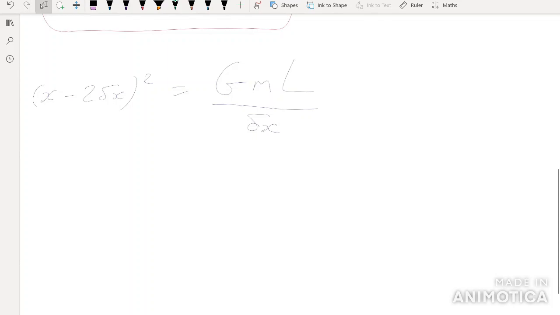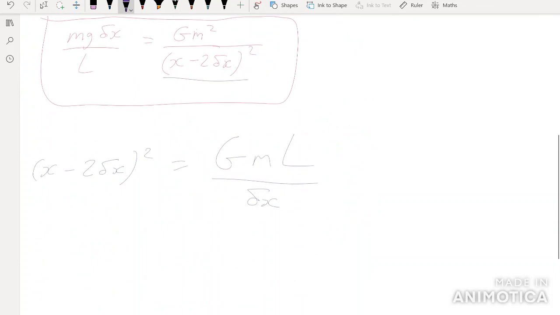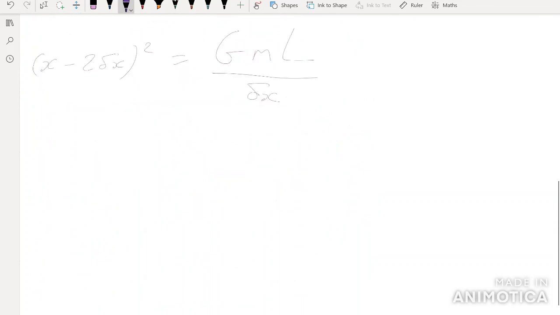Okay, and we want to get rid of as many delta x as we can. And if you remember what I said, you can't just get rid of delta x. You don't want to just get rid of delta x or delta x squared. What you do want to get rid of is delta x over x squared, for example, because that is very small. And so what I'm going to do is take out an x from this bracket, and it becomes x squared times 1 minus 2 delta x over x squared equals gm L over delta x.